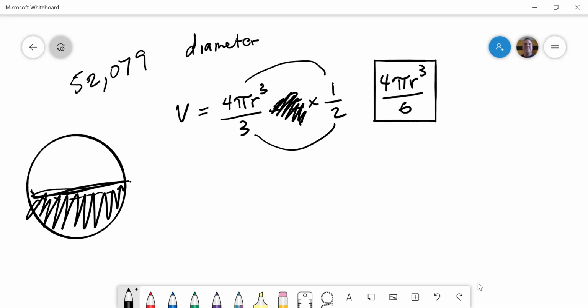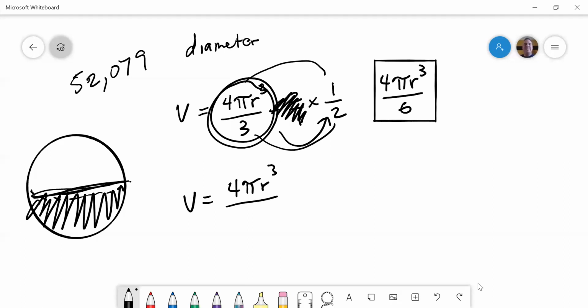How did I get that? I just took the original sphere formula and I divided it by 2, or times 1/2, same thing, right? So that's what we want to use for this question, right? So the volume of our hemisphere is 4 pi r cubed over 6. And then look, I can even simplify here. 4 over 6, they both can be divided by 2, right? So 4 divided by 2 is 2, 6 divided by 2 is 3. So actually, a more simplified formula can be 2 pi r cubed over 3.